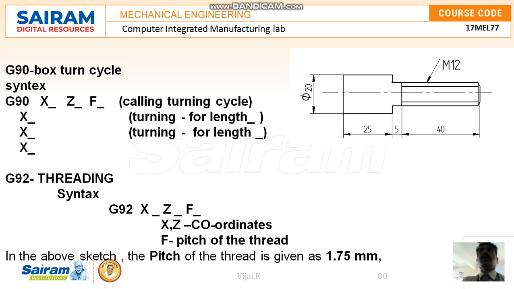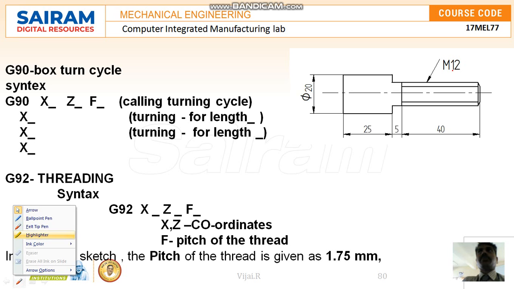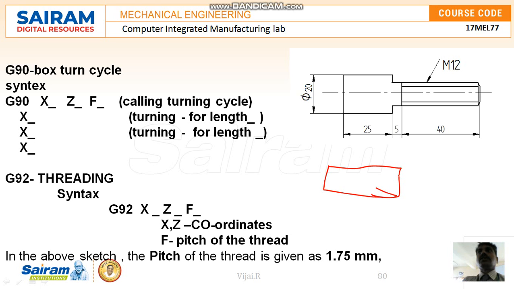First, we have to use the box turning cycle. We know what a box turning cycle is: a cycle used for repeated operations where raw material is to be removed. This is the area which we have to remove. The tool has to come and move in this direction, move upward, and then move in this direction. So the cycle takes place and removes this entire area. So we are going to use this one.